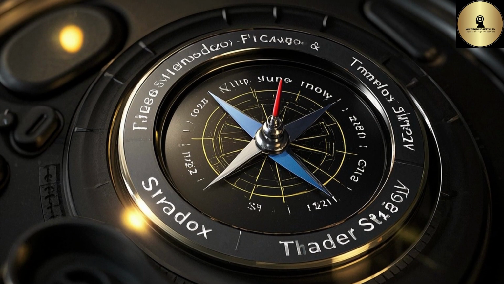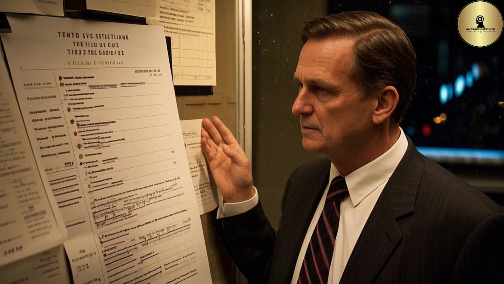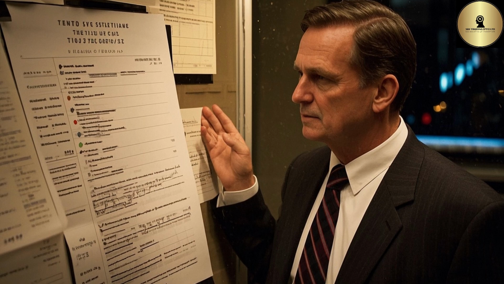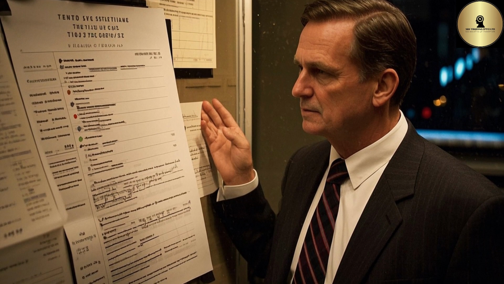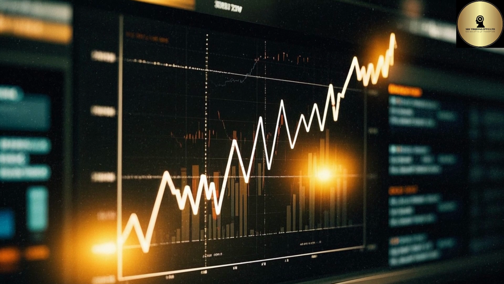Our trading strategies for the week look as follows. First, let's take a look at our short-term intraday strategy for the week of the 19th of May to the 23rd of May 2025. We currently have a range-bound to mildly bullish bias for the week ahead.